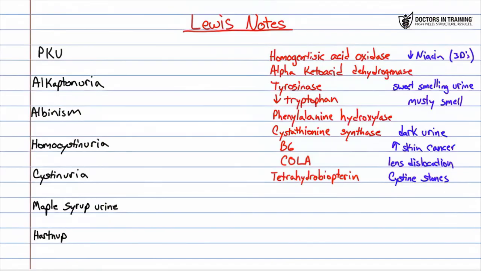Okay, so whenever we have unnecessarily complex names to remember, that means that we need to review all this in Lewis Notes. Hello everyone, welcome to another Lewis Notes. We're talking about amino acid diseases here.